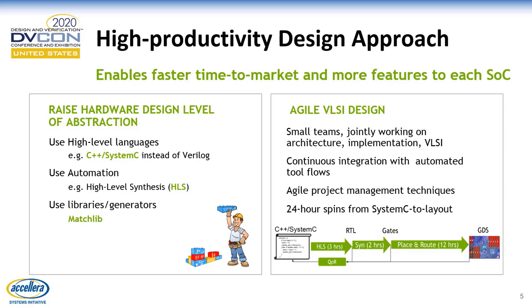The second aspect is the agile VLSI design process. Here, small teams jointly work on the different phases of the project, architecture, implementation, and VLSI simultaneously, and use automation tools for continuous integration. And we used agile project management techniques to enable 24-hour sprints from SystemC all the way to layout, and this enabled fast iterative feedback continuously throughout the project.